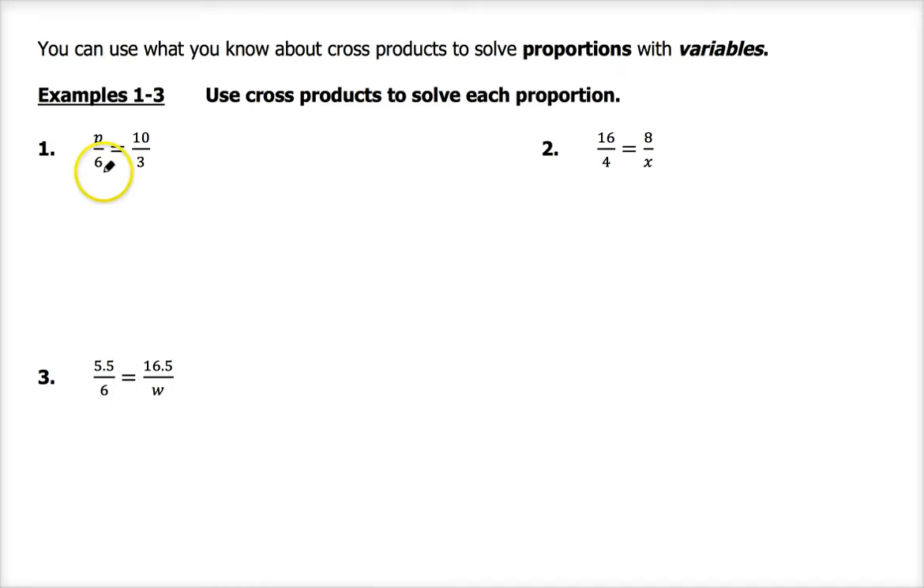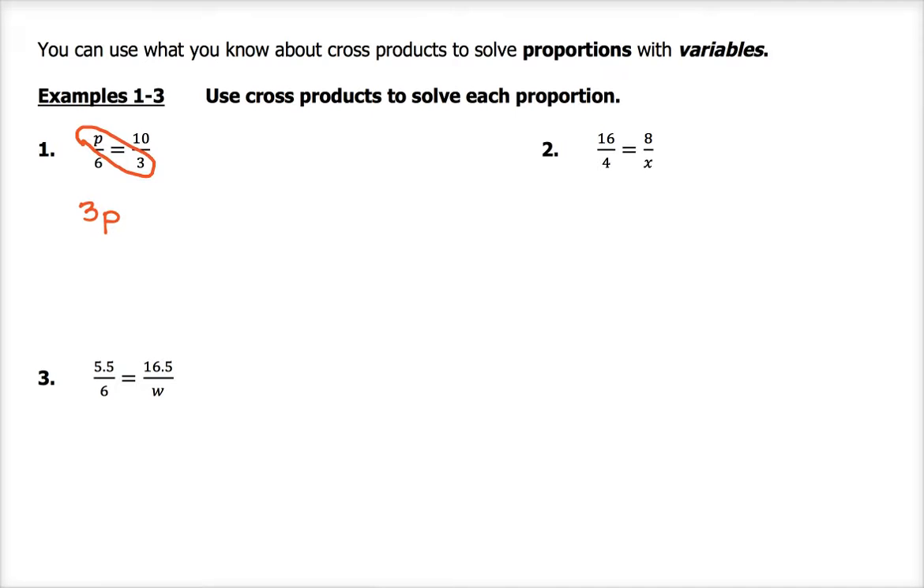So example 1, we have the proportion p over 6 equals 10 over 3. In an equation, I want to solve for my variable, my unknown. So in this case, we're solving for the variable p, and we're going to use cross products to do that because this is a proportion. So the way this works is I'm going to multiply this numerator times this denominator. Just think about a diagonal. So that's going to be p times 3, or we could also write that as 3p. 3p means 3 times the variable.